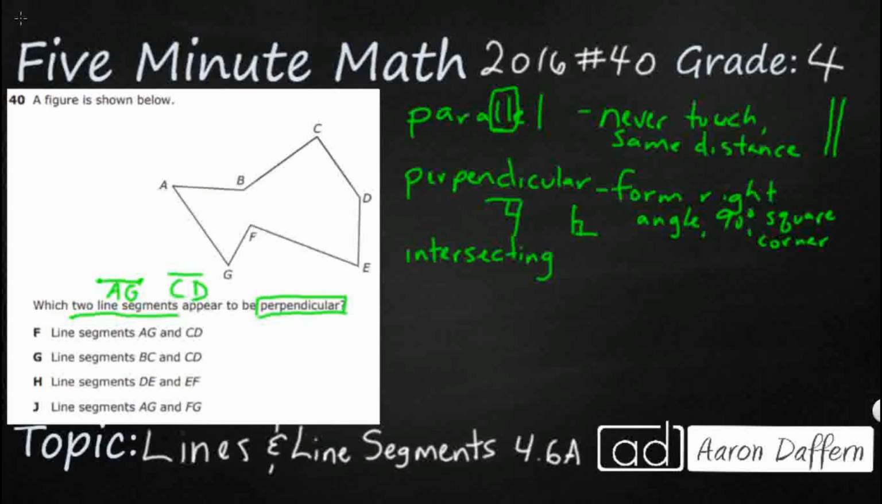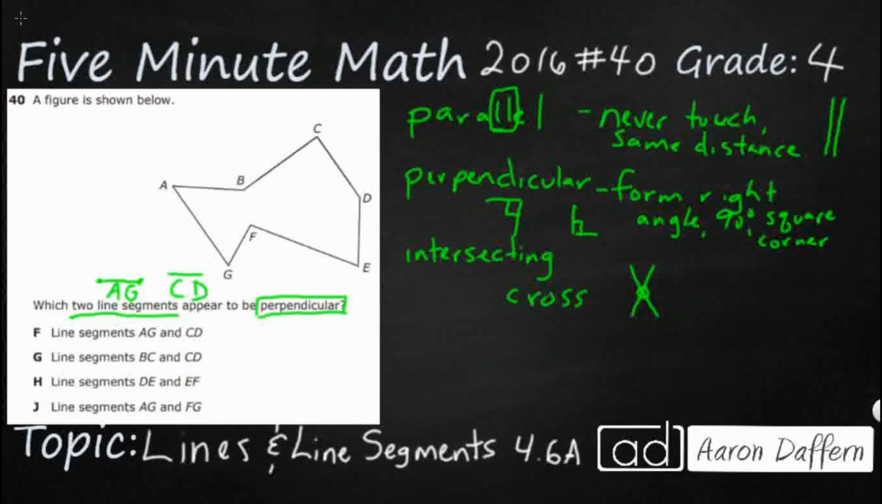And the intersecting lines, they just cross. So I just think of lines kind of like an X. They just cross. They don't do anything fancy. They just intersect at some point. So let's take a look at line segments.